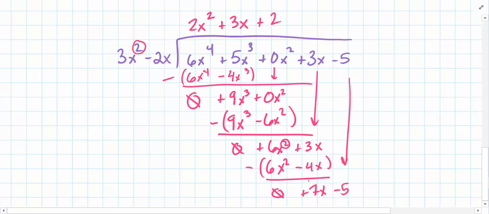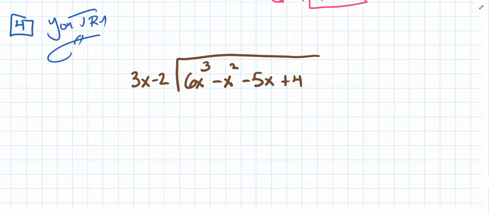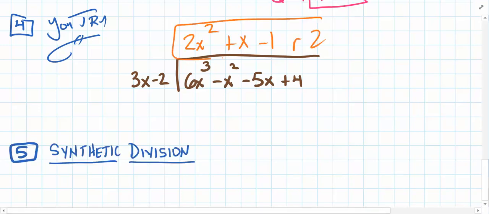So your quotient is 2x squared plus 3x plus 2. Your remainder is 7x minus 5. Okay, try this one on your own, and we'll discuss the answer in a second. So there's the answer here, so you can check later, see if you got it right. So I'm going to do this problem two ways.